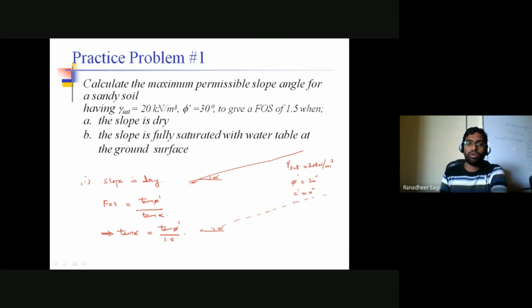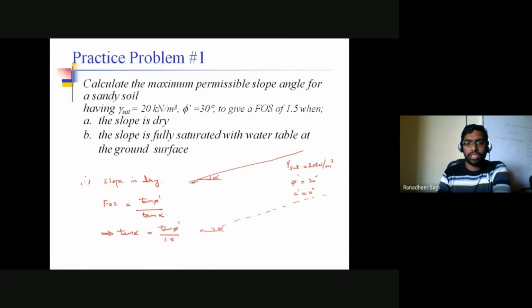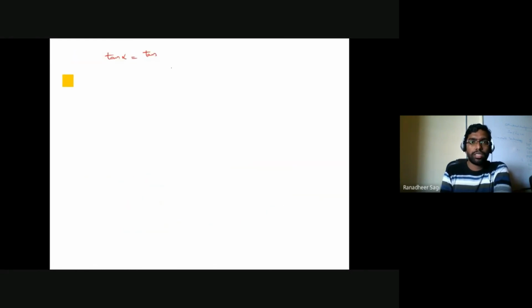So I can quickly go on to substitute your phi dash into the expression. If I substitute your phi dash into the expression, tan alpha is equal to tan of phi dash, and phi dash is 30 degrees. So tan 30 degrees by 1.5, and from here I am going to determine my alpha angle: 21 degrees. Okay, so this is in the case of the first condition when your slope is dry.